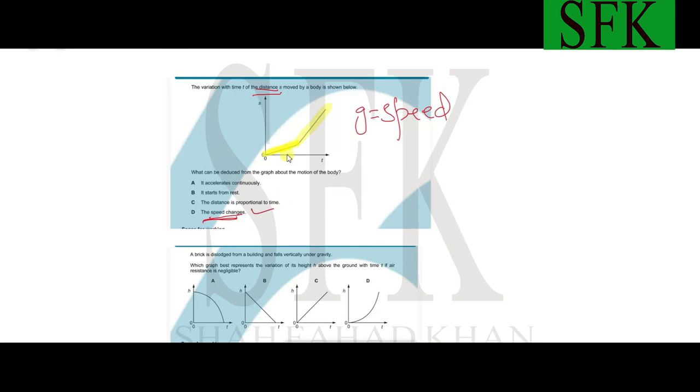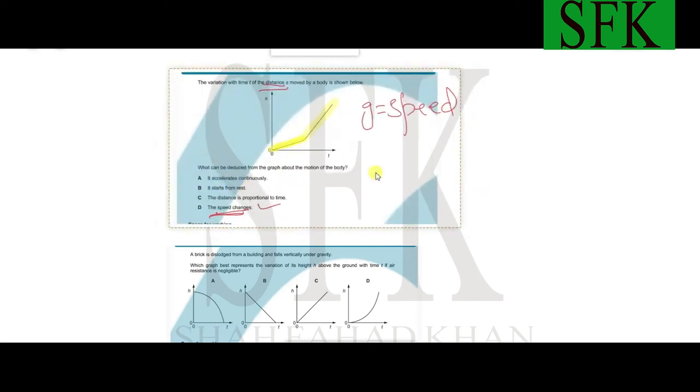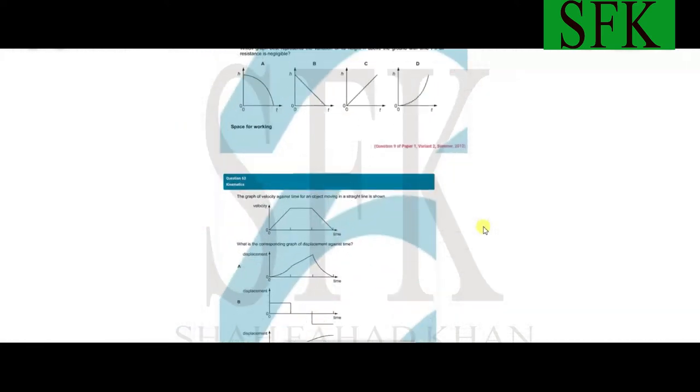Distance is proportional to time? No, distance is not proportional to time because it's not a straight line passing through the origin. It is a line with two different gradients at two different parts. It starts from rest? Again, we've discussed this point earlier. It does not start from rest because the gradient of this line is not 0. The gradient of a line passing through the origin must be 0 for this body to be at rest. It accelerates continuously? No, nothing can be said about acceleration from here. Okay.